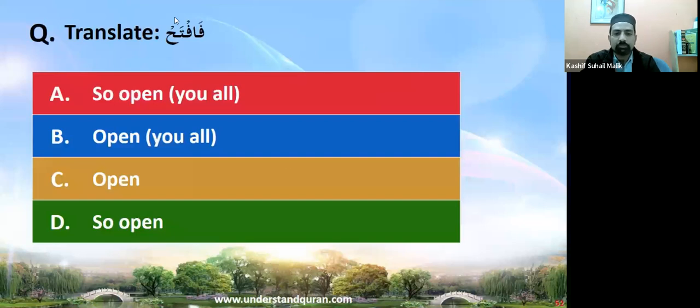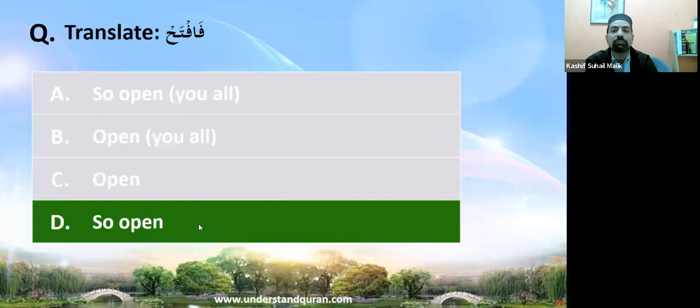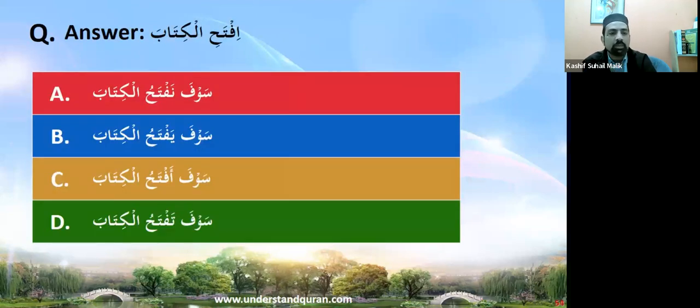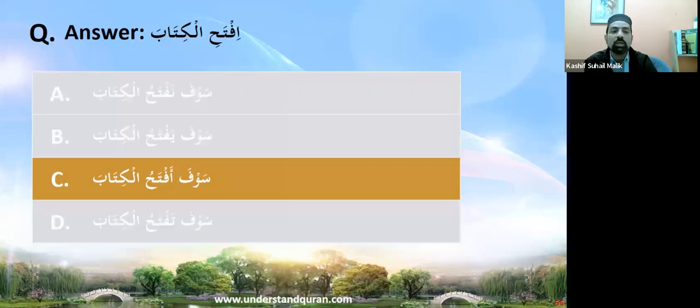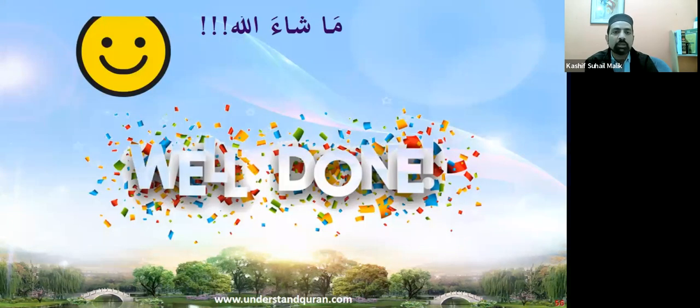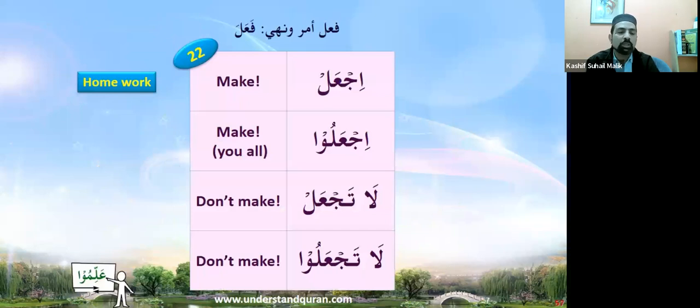D. Very good. Yeah, it is fa and iftah. Perfect. Iftah al kitab, A, B, C, D. C. That's going good. Yeah. So fa iftah al kitab. C. Right. Alhamdulillah.